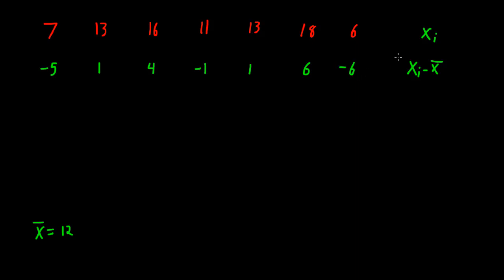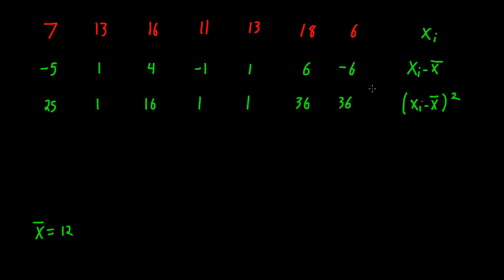Now that we have that next step, we're just going to square all those values. So we're going to get our xi minus x bar squared. We're just going to walk through and square each of these. Negative 5 squared is equal to 25. 1 squared is 1. 4 squared is 16. Negative 1 squared is 1. 1 squared is 1. And 6 squared is 36, which is the same for negative 6 squared.